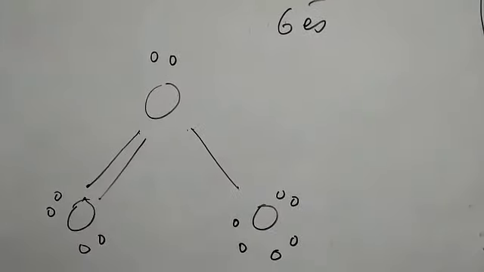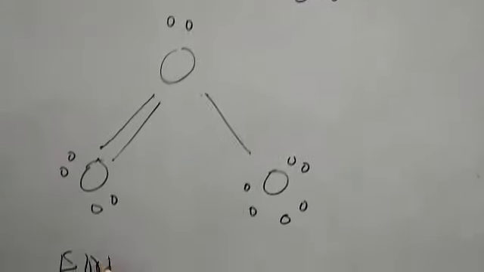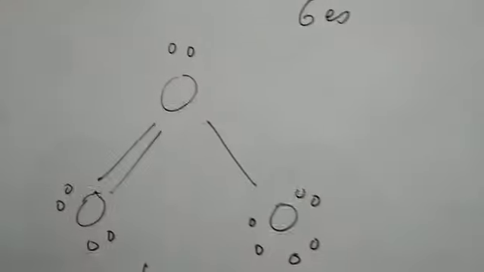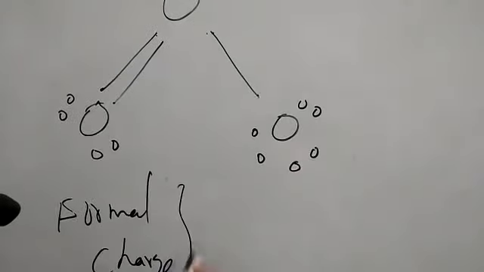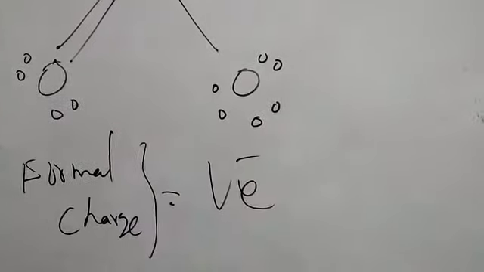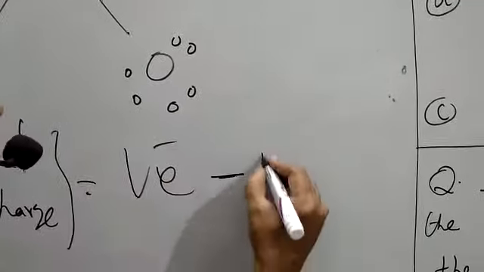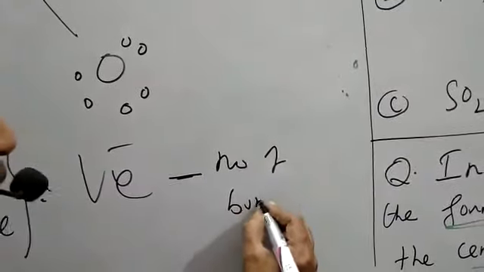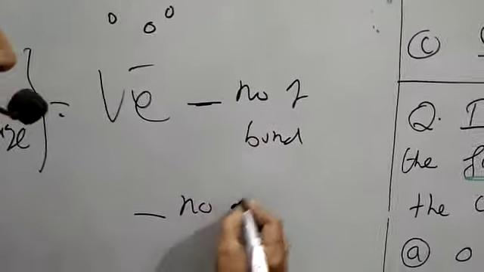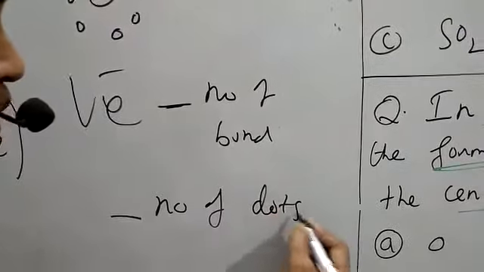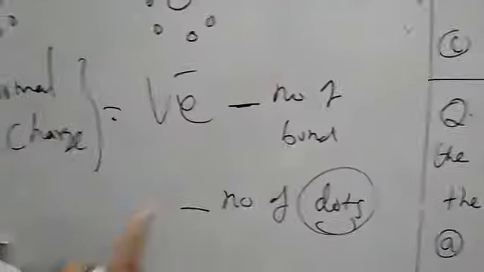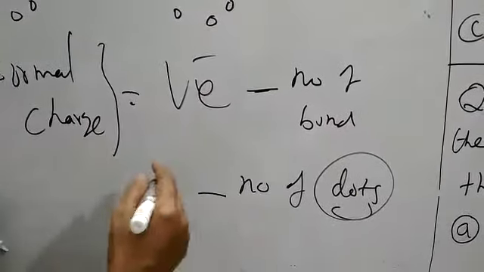How to calculate the formal charge? Let us see the simple formula I give. Formal charge is equal to valence electrons minus number of bonds minus number of dots. Please keep it in mind: number of bonds and number of dots. So this is for a tricky one. I have framed this formula.